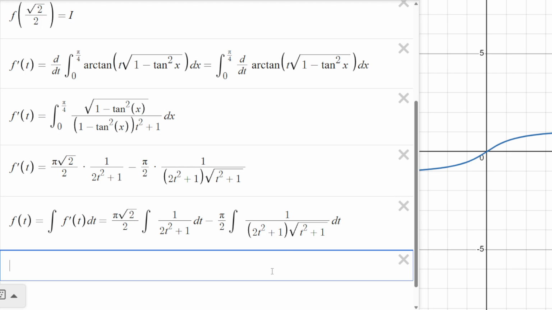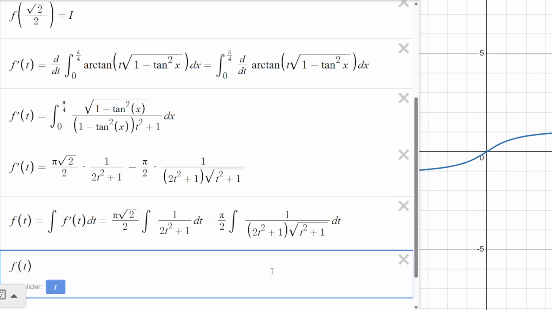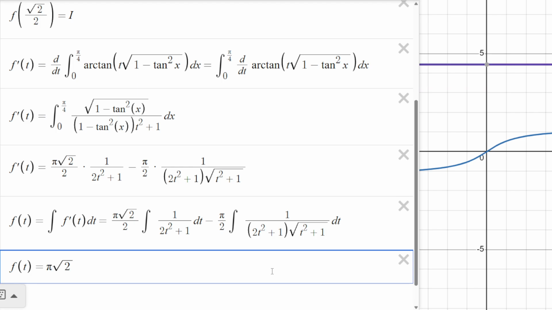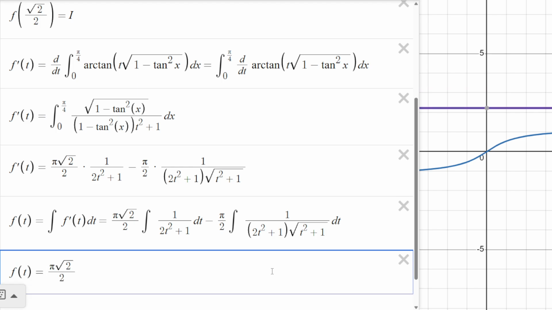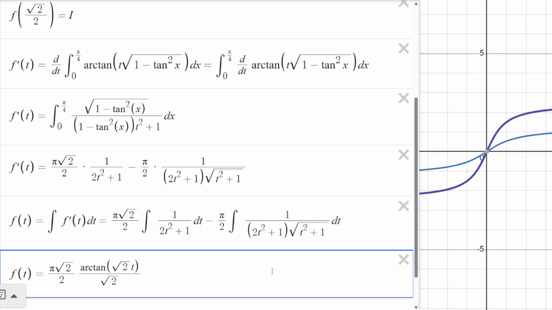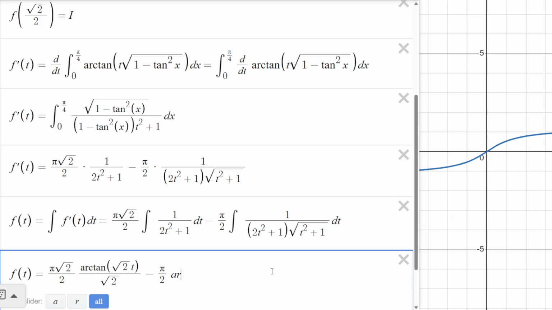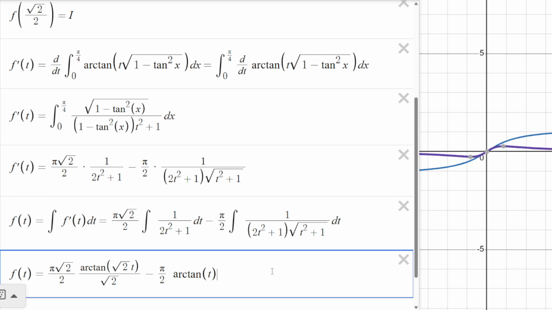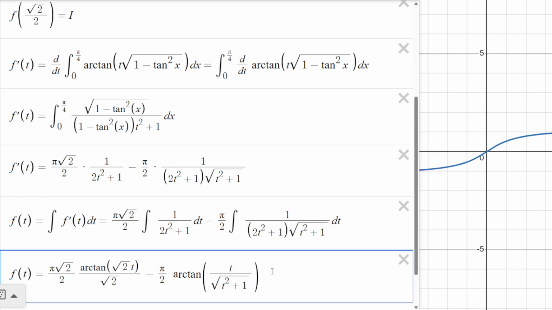So what we're going to get is f of t is equal to pi square root of 2 over 2 times the antiderivative of 1 over 2t squared plus 1, which is arctangent of square root of 2t over square root of 2. And we're going to have minus pi over 2 times the antiderivative of that, which turns out to be arctangent of t over the square root of t squared plus 1. And then, of course, we have a plus c.